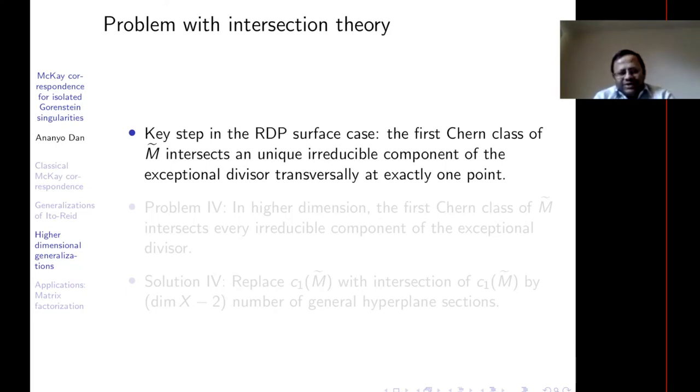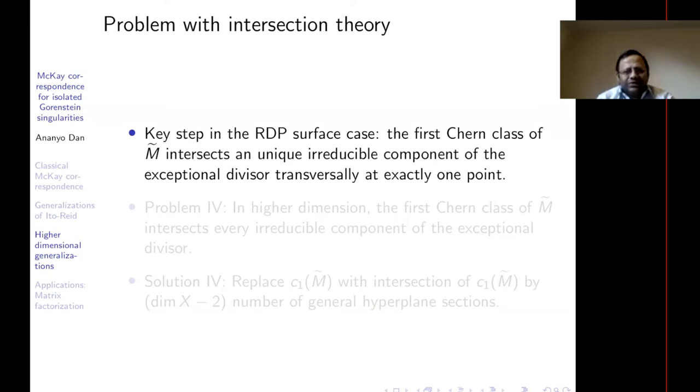Now, one of the last problems that we need to deal with is the intersection theory. In the rational double point case, we saw that the bijection was explicitly using the first Chern class of M tilde. The first Chern class intersected exactly one component of the exceptional divisor. And in the bijection, we chose exactly that exceptional component.